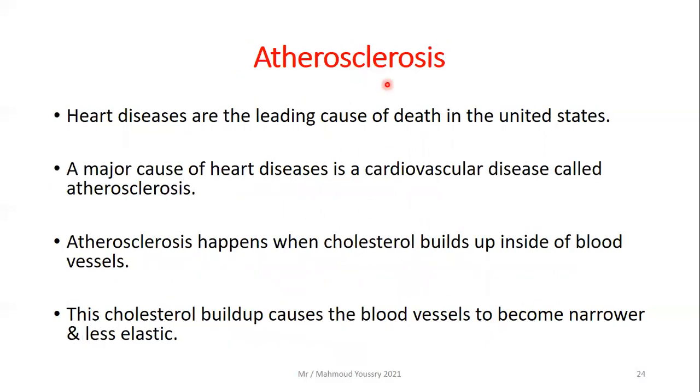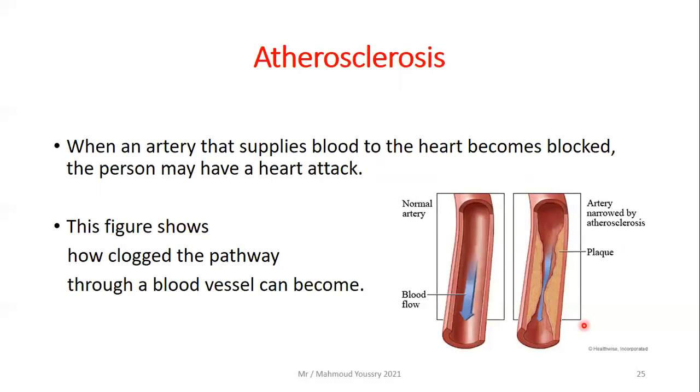We have a major cardiovascular problem called atherosclerosis. Heart diseases are the leading cause of death in the United States. A major cause of heart disease is a cardiovascular disease called atherosclerosis. Atherosclerosis happens when cholesterol, this is the major problem, builds up inside of blood vessels. This cholesterol buildup causes the blood vessels to become narrower and less elastic. They are less flexible. When an artery that supplies blood to the heart becomes blocked, the person may have a heart attack.